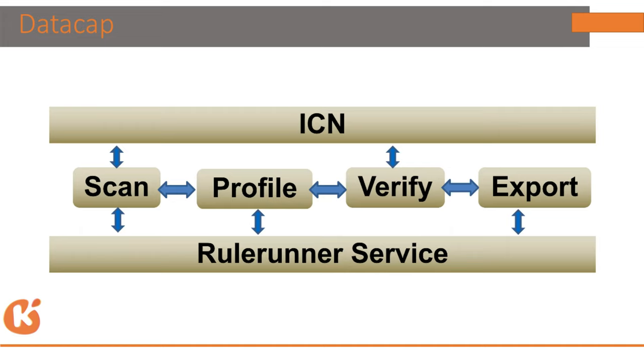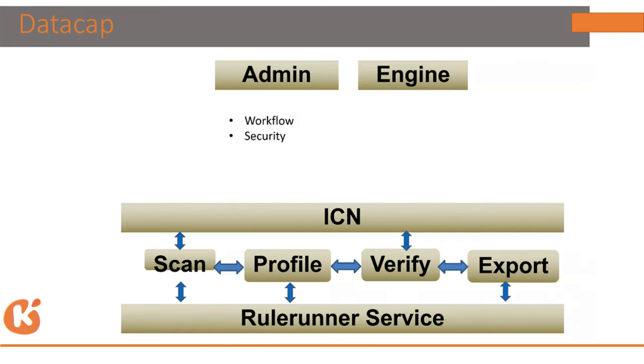Now, your data cap application must have an admin database and an engine database. These two databases are mandatory. One is called the admin database, and the other is called the engine database. So what information is available in the admin database, and what data is available in the engine database? In the admin database, the workflows you have created in your application are stored. The security information, like user permissions and privileges created in your application, and user information are also stored in the admin database. If you have created any groups for your application, the group information, permissions and privileges will be stored in the admin database.